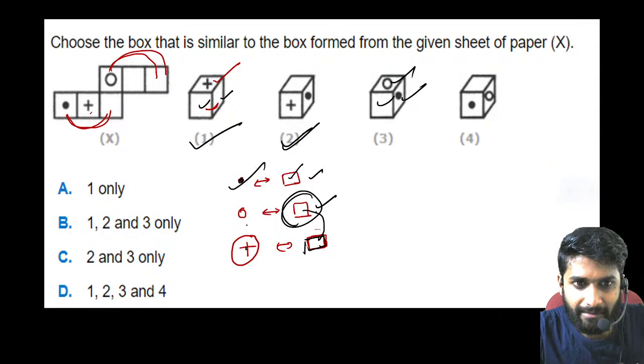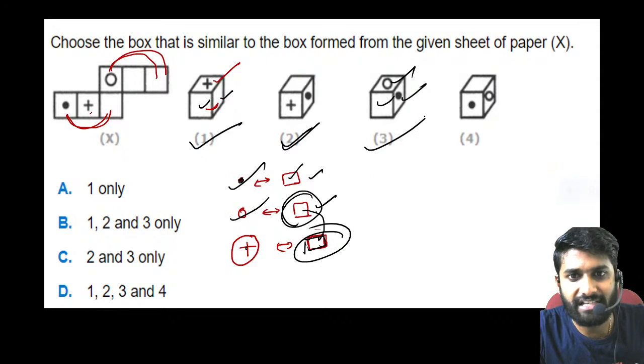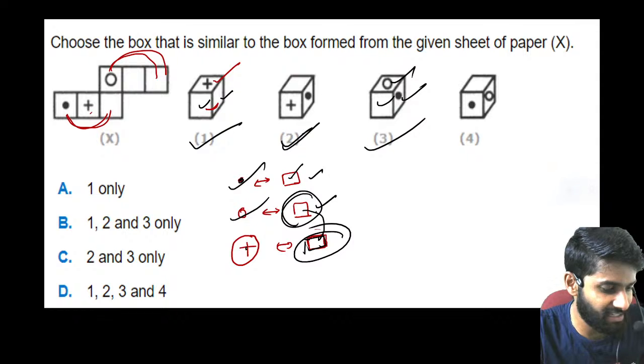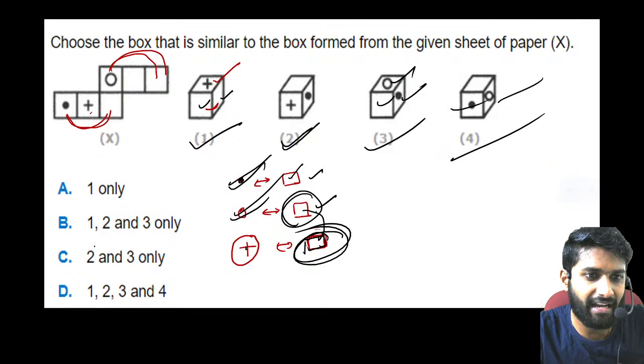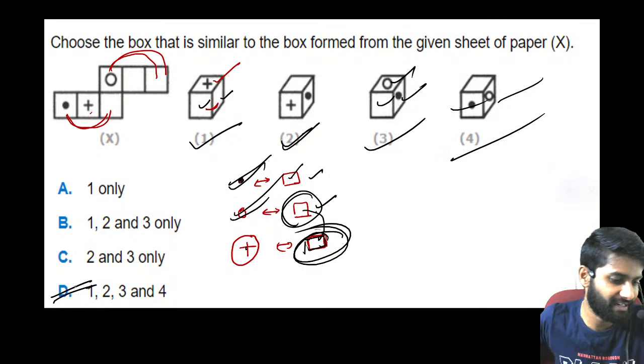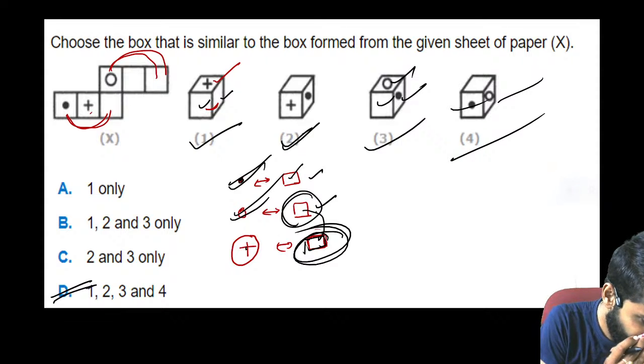Next one, circle dot empty box. See, circle dot and this box is given. That's why 3 is also valid, Nana. Fourth one, see, dot circle and this box is given. 4 is also valid, Nana. So the answer is 1, 2, 3, 4. All are correct. Yes, very good one.